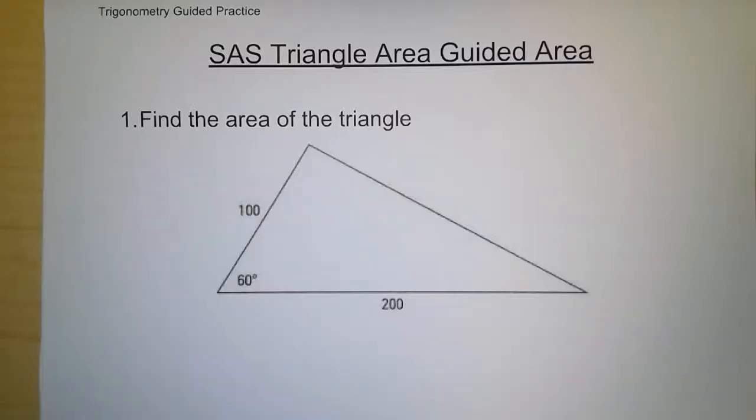In this video, we're going to be finding the area of a triangle where we're not given the base and the height. Instead, we'll be given two sides and an angle. If you want to follow along, the links to the companion worksheet are in the description below.